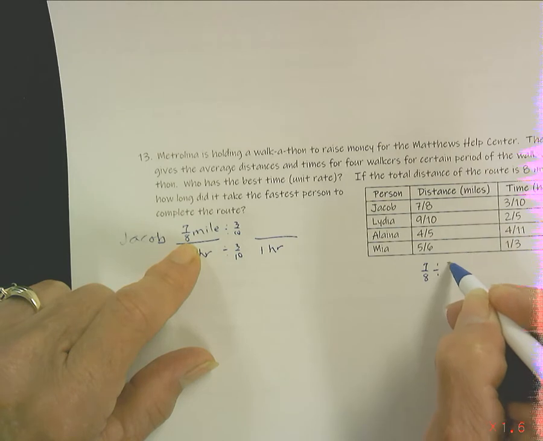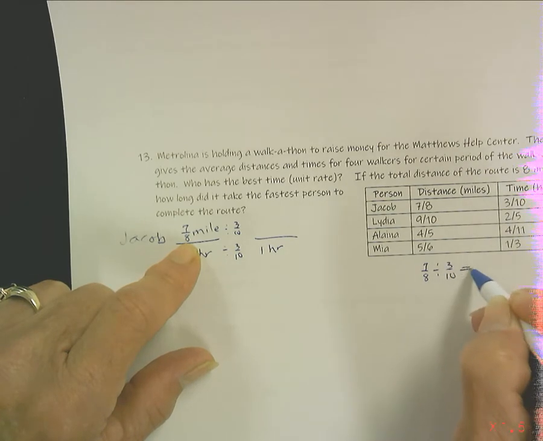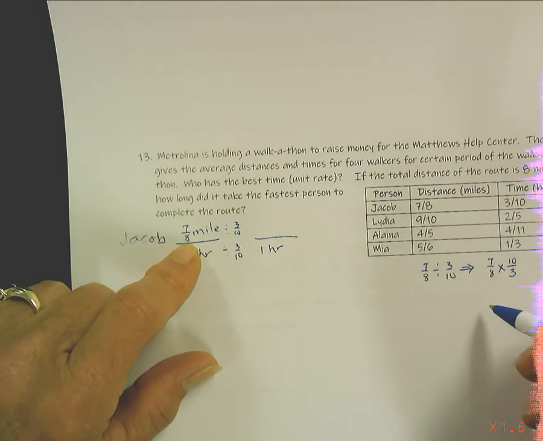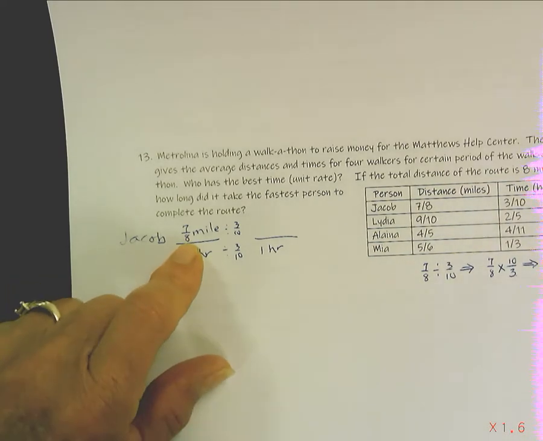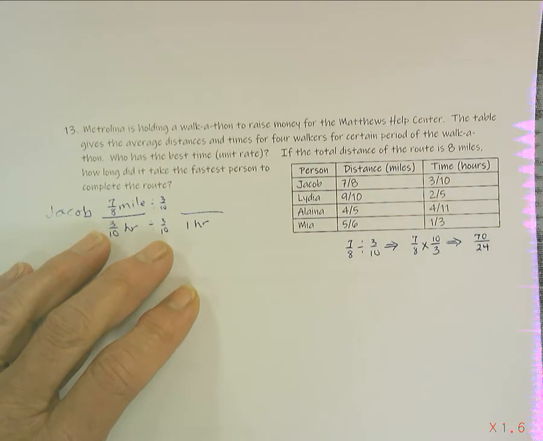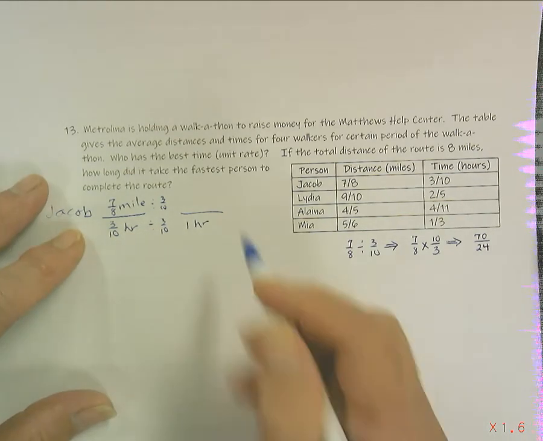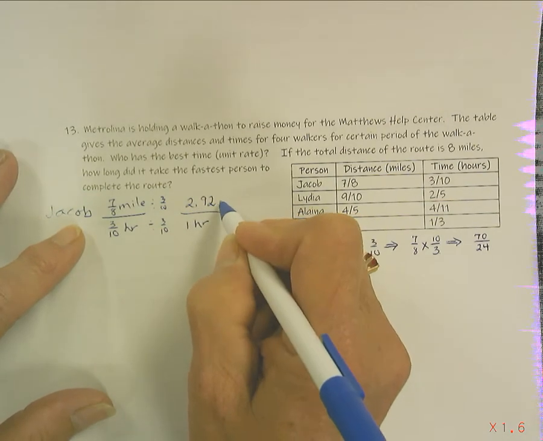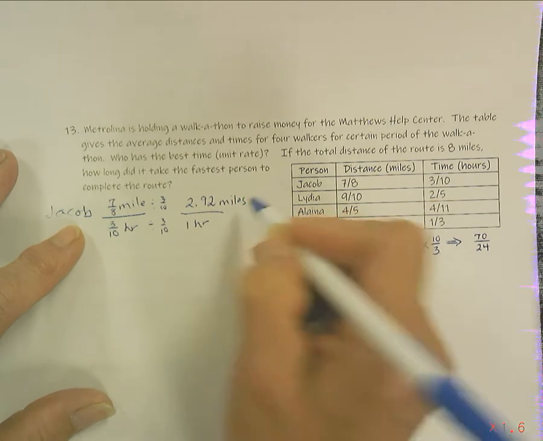7/8 divided by 3/10 becomes 7/8 times 10/3, because dividing fractions is easy as pie when you flip the second fraction and multiply. Multiplying this gives me 70/24, because multiplying fractions is no big problem. It's the top times the top and the bottom times the bottom. 70 divided by 24 is 2.92. So Jacob can go 2.92 miles each hour.